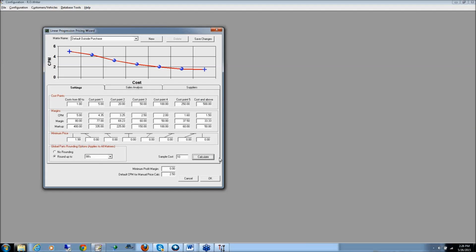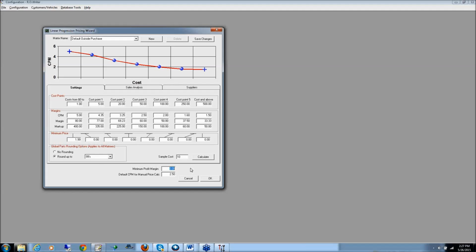So the sample cost can be used to help us take a look and say, what if? If my part cost me X, what would that come up at point of sale? So we use the calculate button to give us that what if scenario. A little bit beneath that, a minimum profit margin, and then the default cost plus multiplier for manual price calc. The minimum profit margin will help to determine when the system tells us that the part has fallen below a minimum price. So we can establish that at whatever level we choose.